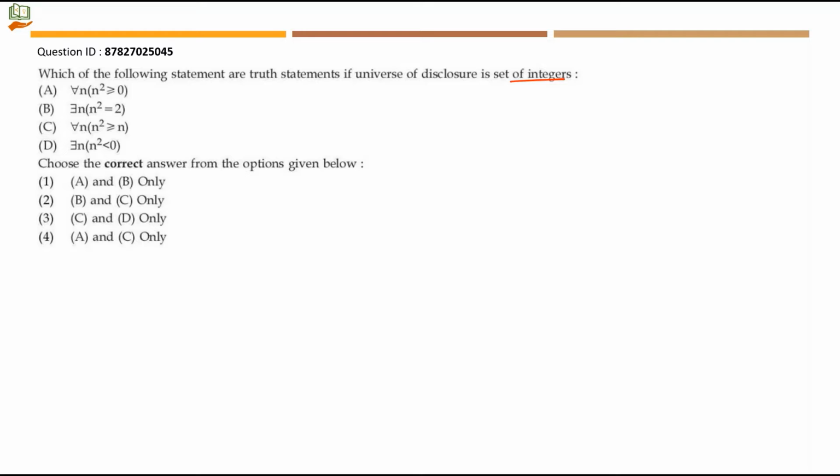For all n, n square is greater than or equal to 0. So n is equal to minus 1. Minus 1 the whole square is equal to 1. It is greater than or equal to 0. It works for a negative number. For 0, 0 square is greater than or equal to 0. It works for 0. For a positive number, let's take n is equal to 1. 1 square is equal to 1, which is greater than or equal to 0. So it works for positive numbers. So all n when squared will be greater than or equal to 0 is true. So A is true. This is for all n.